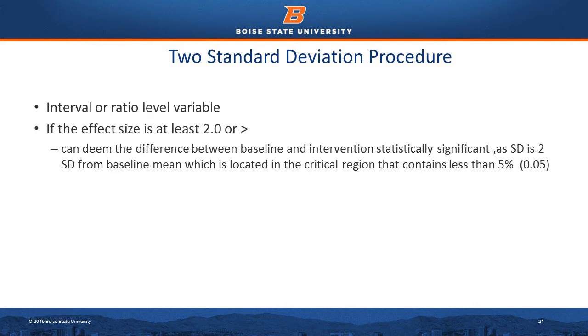A statistically significant difference occurs if there is a 2 standard deviation difference from the baseline mean and the intervention, which would represent being in the critical region that contains less than 5%. Remember our normal curve and critical regions.